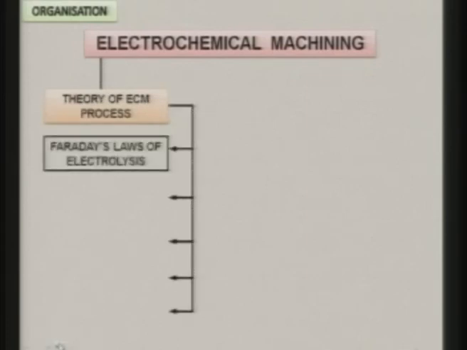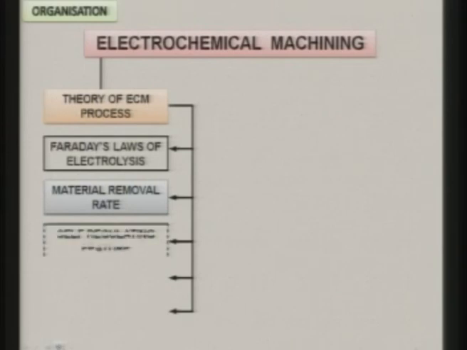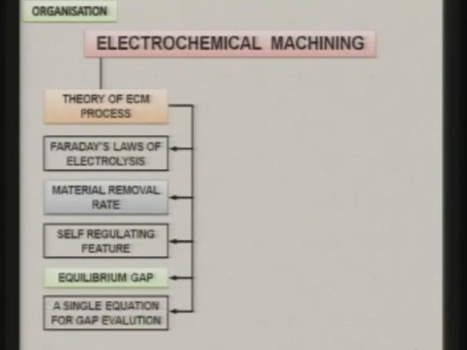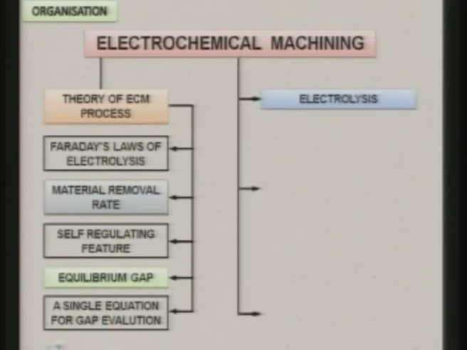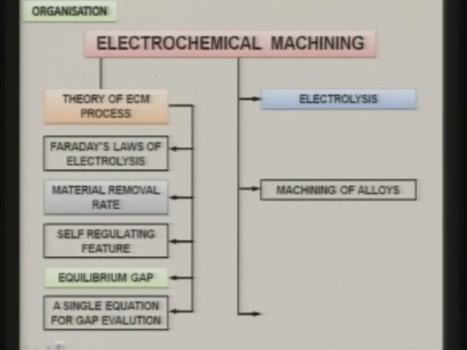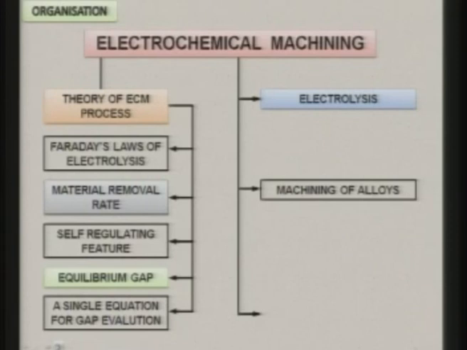Then I will discuss in the next lecture the theory of electrochemical machining processes, Faraday's laws of electrolysis, material removal rate, calculation of material removal rate, self regulating features of the electrochemical machining process and equilibrium gap, and then we will derive a single equation which will be applicable for zero feed rate as well as finite feed rate. And what is this electrolysis process, machining of different types of alloys, and what are the problems that are faced during theoretical calculations of material removal rate or anode shape prediction while you are using alloy as the workpiece material, and what is the maximum permissible feed rate in electrochemical machining. We will derive the equation for the same.